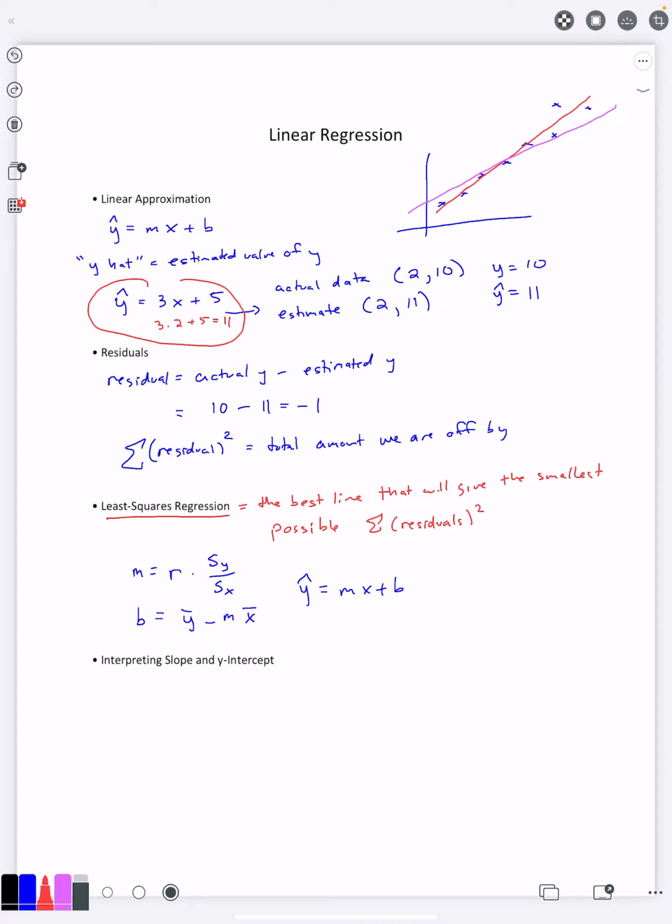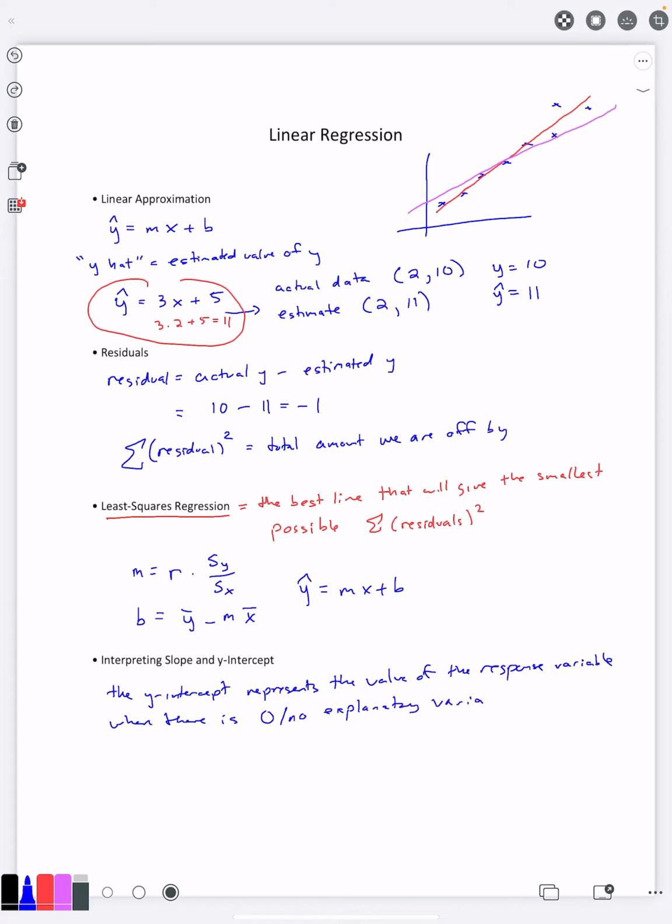Now, what do these slope and intercept mean? Well, the intercept is the easier one to say. The y-intercept represents the value of the response variable when there is 0 or no explanatory variable.